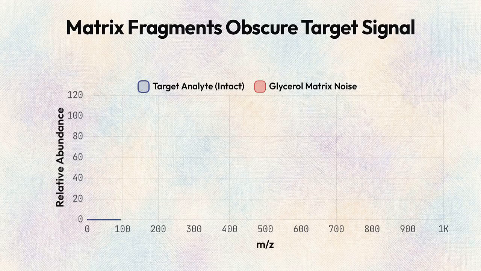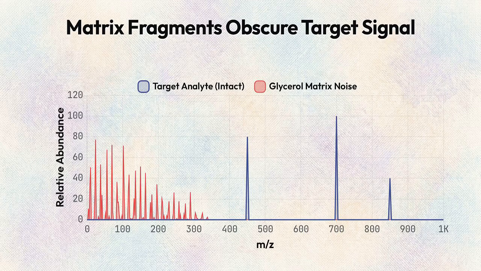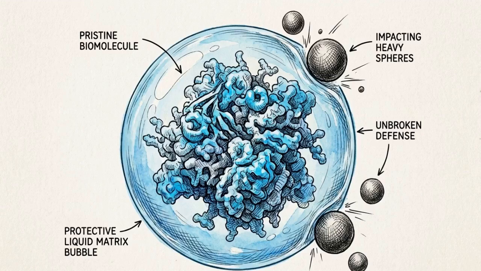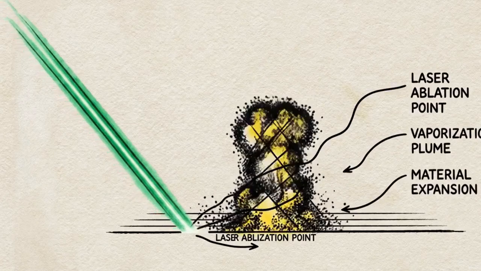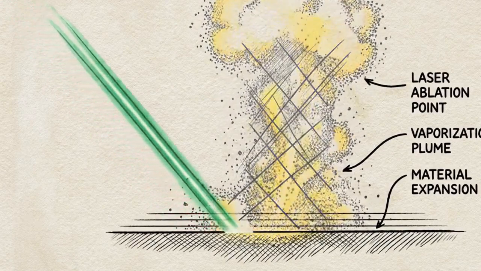All those broken glycerol pieces fly into the mass spectrometer alongside your target, creating a noisy, chaotic background in the lower mass range of the data. The liquid matrix proved that a protective buffer could keep large molecules intact. But to weigh even larger, more complex targets clearly, researchers needed a way to deliver energy with absolute precision.